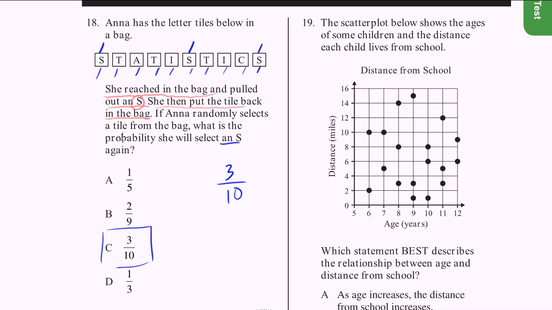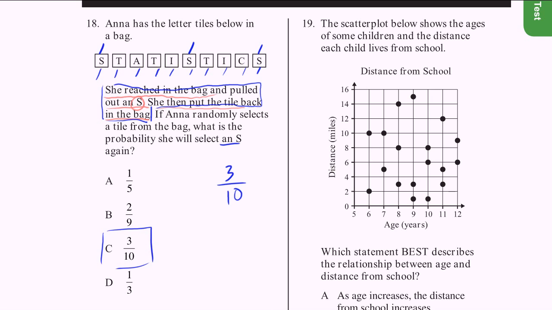And the reason why I said it's a trick question is because they write this first statement, which really doesn't change the problem at all. She took an S out, she put it back. If she had said that she took out an S and then did not put it back in the bag, then you would say, oh, gee, there's only 9 tiles left, and only 2 of them are S's, and then you would have said 2/9. But since she did put the S back in the bag, there's 10 letters in the bag, 3 of them are S's, so the answer is 3/10.